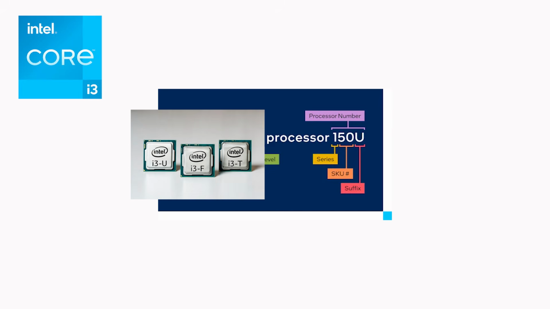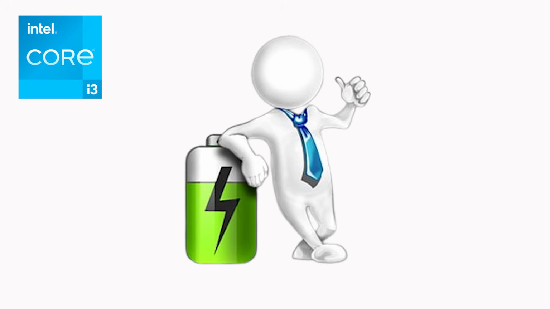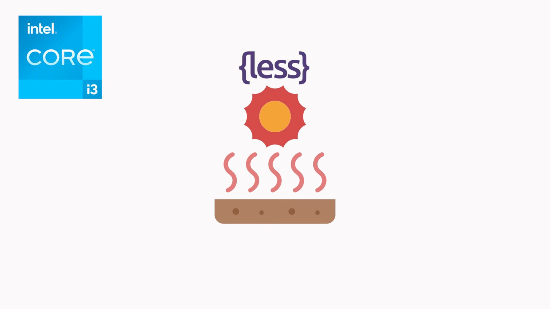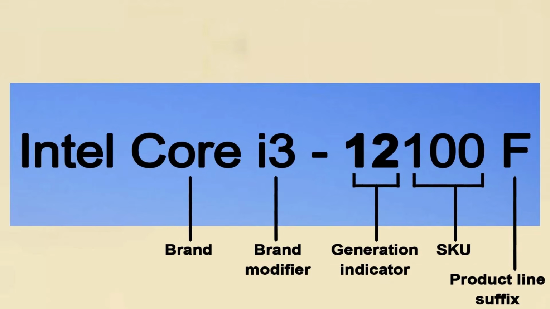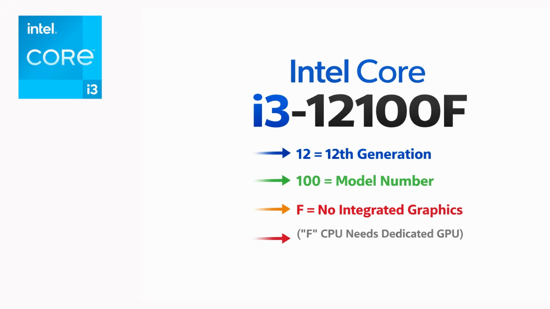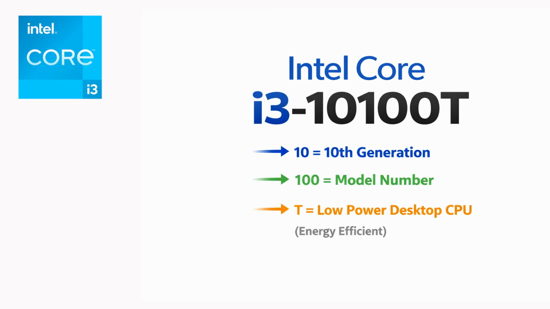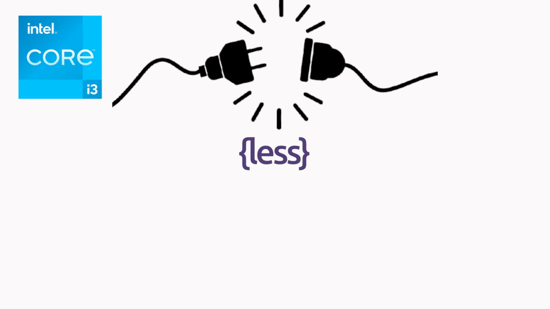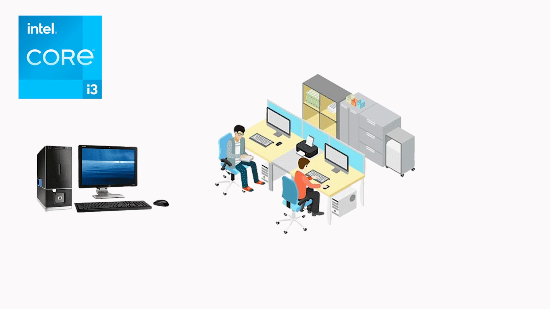Now, one important thing is the letters at the end of the CPU name. The U means low-power laptop CPU. It saves battery, produces less heat, and is perfect for students and office users. The F means no built-in graphics. You need a graphics card, but the CPU is cheaper, so it's good for budget PC builds. The T means low-power desktop CPU. It uses less electricity and runs cooler, ideal for office PCs or mini desktops.